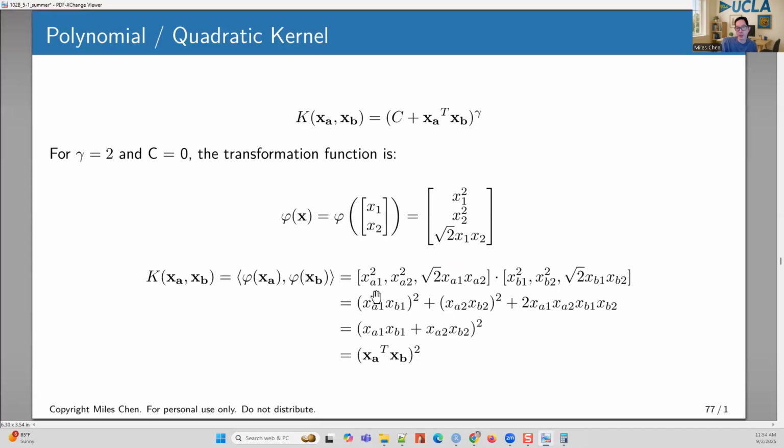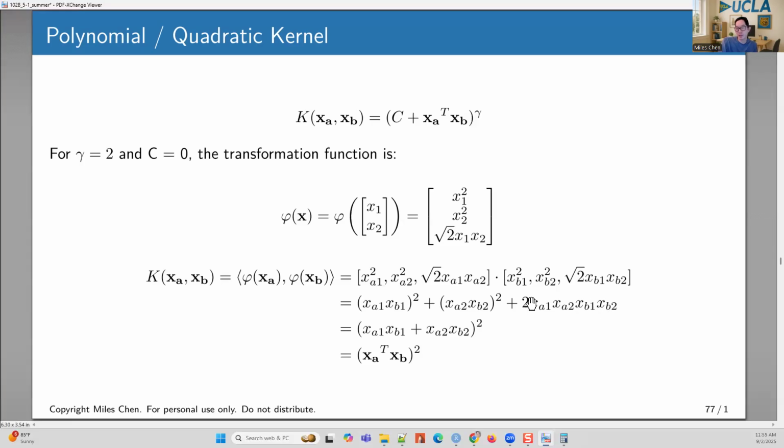This would end up being xa1 xb1 squared plus xa2 xb2 squared plus 2 xa1, xa2, xb1, xb2.